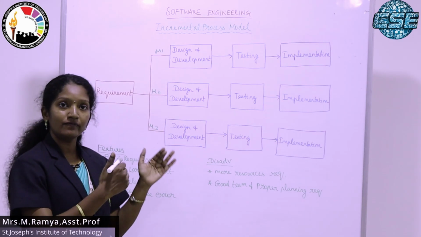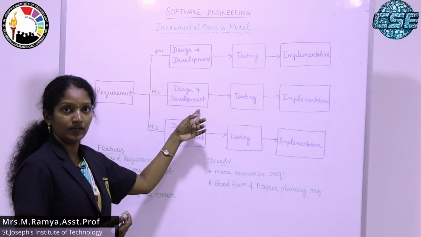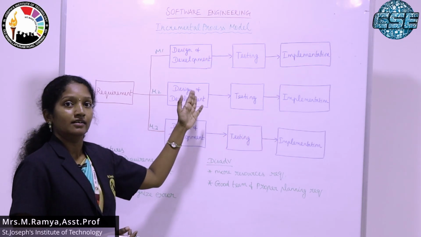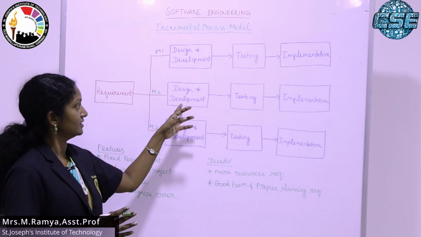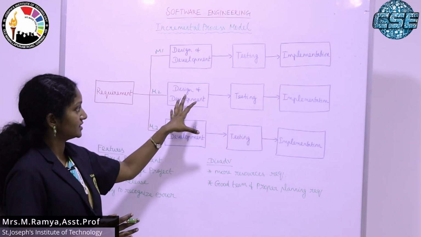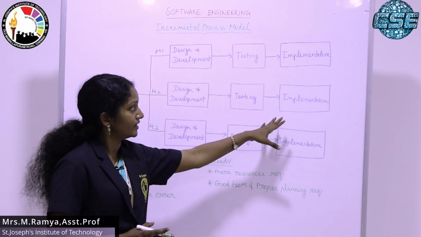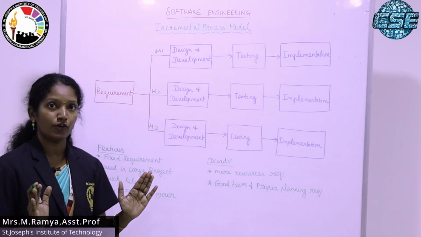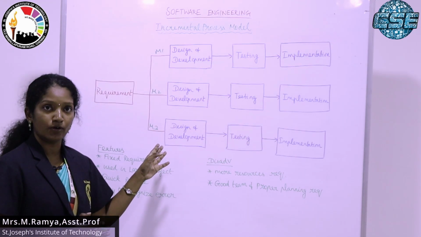Here again we are doing the same process. We are doing the design and development, that is nothing but creating a diagrammatic representation and then creating the coding part. So this one is done, and then testing is done for module 2, and after that we are creating the product for module 2. And then we have one more module, that is module 3.